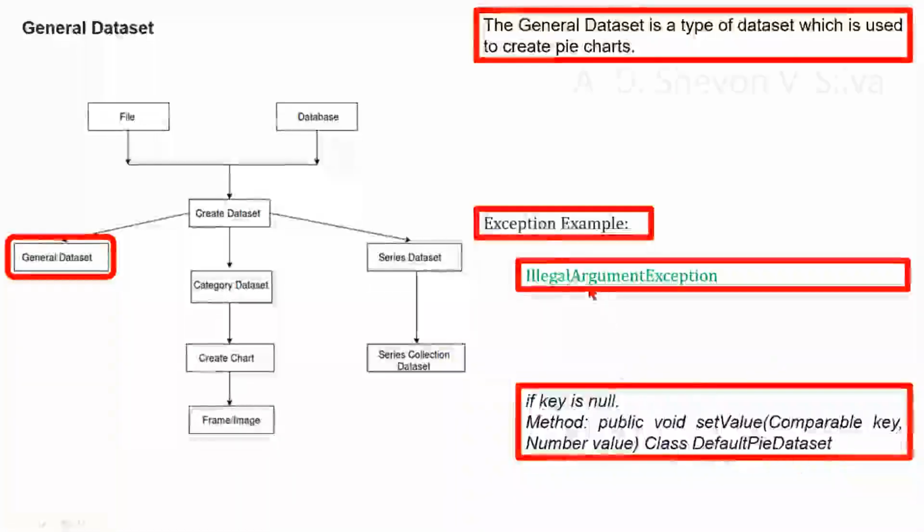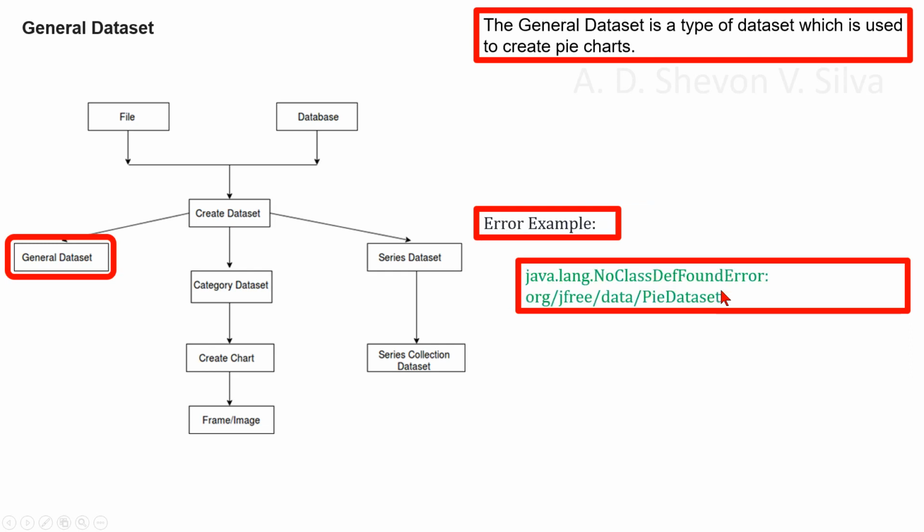As an exception example, we can consider IllegalArgumentException if the key is null in the method public void setValue(Comparable key, Number value) in class DefaultPieDataset. As an error example, we can consider this error: java.lang.NoClassDefFoundError in org/jfree/data.